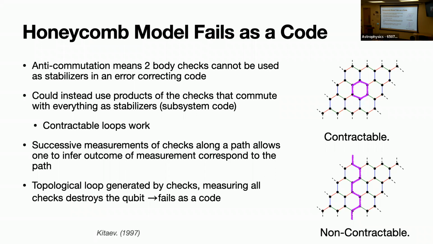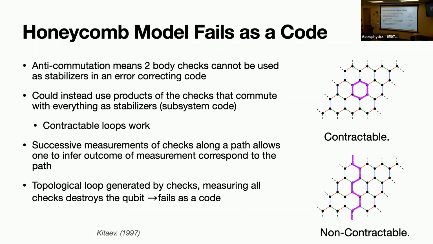And so the problem then becomes: if we try to measure all our two-body checks in order to discern the value of these plaquette operators, that would in turn destroy the logical qubit. Therefore, the honeycomb system naively fails as a stabilizer code.